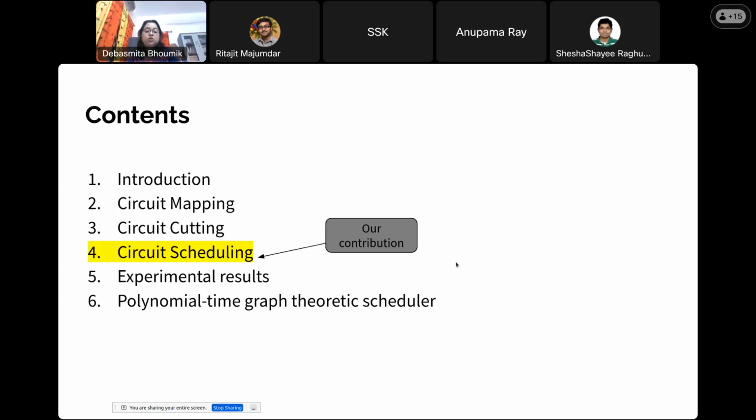So first we will go through some introduction. Then there are three parts of this talk: circuit mapping, circuit cutting, and circuit scheduling. In the circuit scheduling portion, we have our contribution, and then we will show some experimental results, and we will propose one polynomial time solution of this problem.